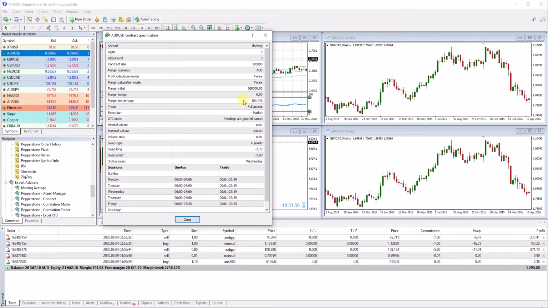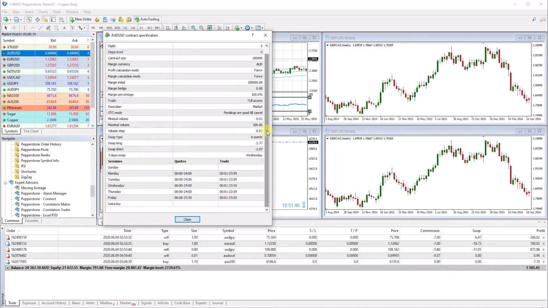Now, next thing we'll look at is the minimum volume and the maximum volume. So all this means is that the maximum you can do is 100 lots in one trade. So I can open a second trade for 100 lots as well if I'd like. And the minimum you can do is 0.01, which is a micro lot worth 1,000 units. Now, one really important thing here is the volume step. This means that you can only go up in increments of 0.01.